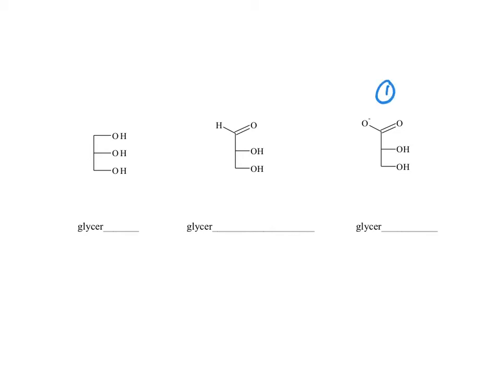Okay, so the most oxidized is going to be the one with the carboxylate. The next is the aldehyde, and lastly is the alcohol over here. So the one with the most energy, let's make a note of that, this is most oxidized. And that means the one with the least oxidized carbon is going to be the most energy.